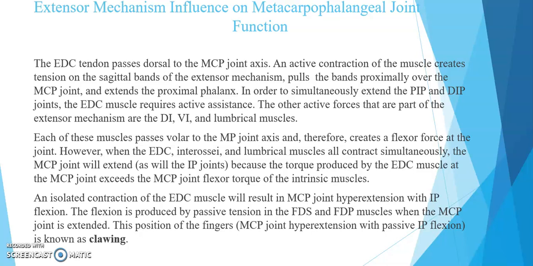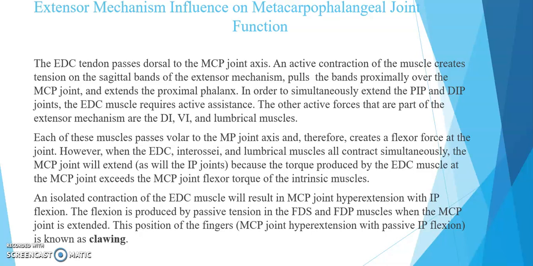An isolated contraction of the extensor digitorum communis muscle will result in metacarpophalangeal joint hyperextension. So if you're seeing only the other muscles, the interossei and the lumbricals, they are all supplied by the ulnar component, right? They are in the flexor component.